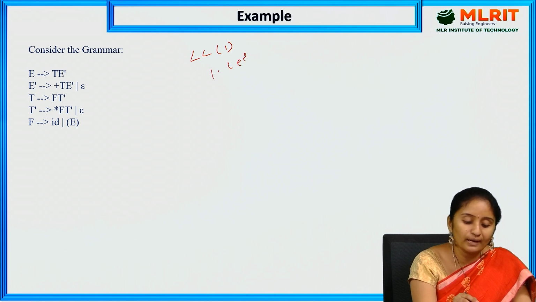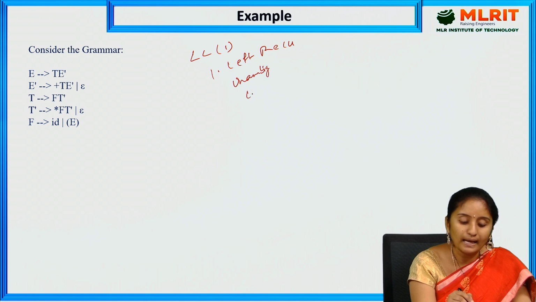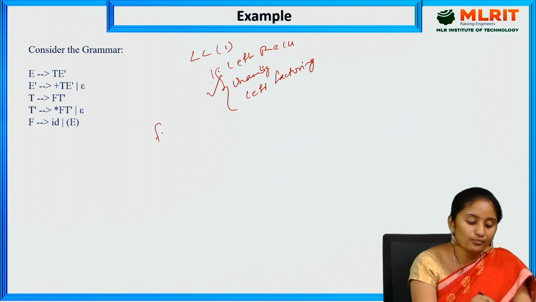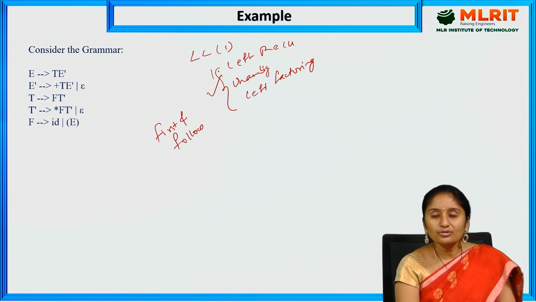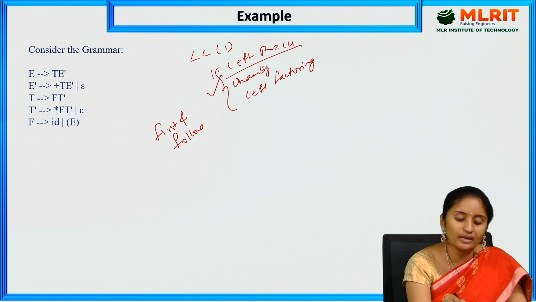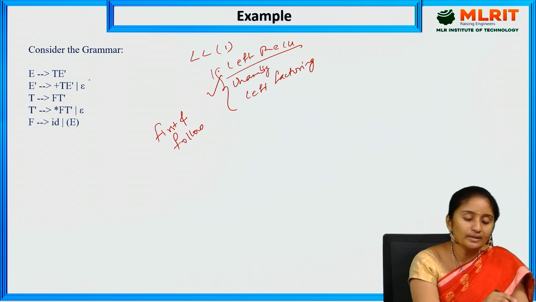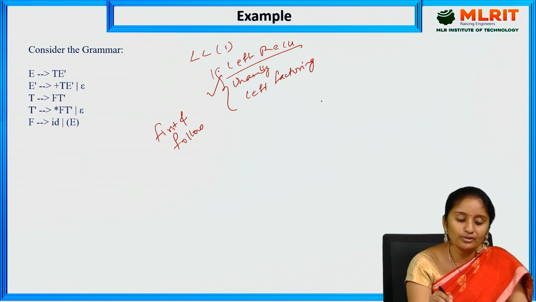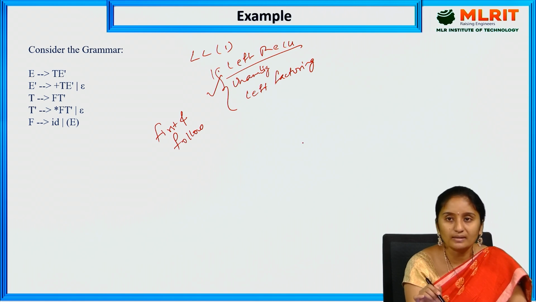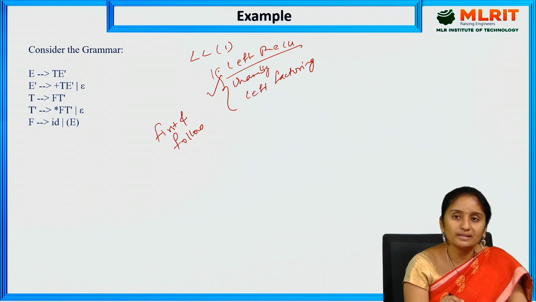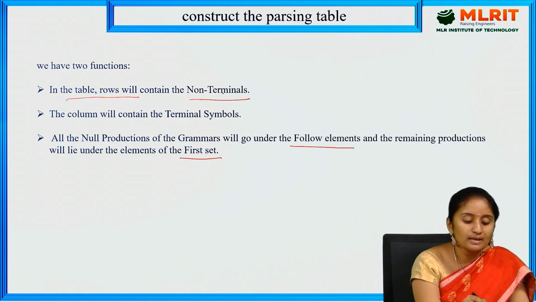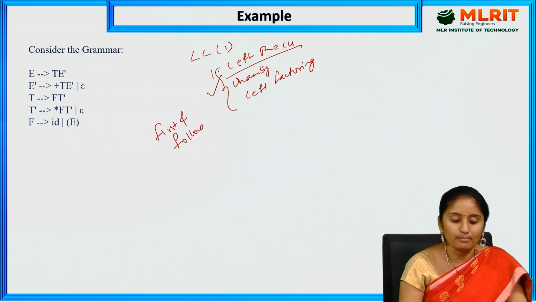It should be free from left recursion, it should be an unambiguous grammar, and it should be left factored. If these conditions are satisfied, then we are going to construct the first and follow functions. By default we need to satisfy these conditions. After calculating the first and follow functions, we construct the LL(1) parsing table, where the rows will contain the non-terminals and the columns will contain the terminal symbols.